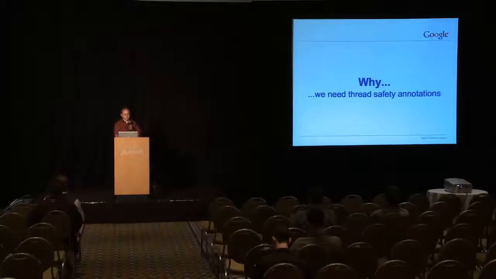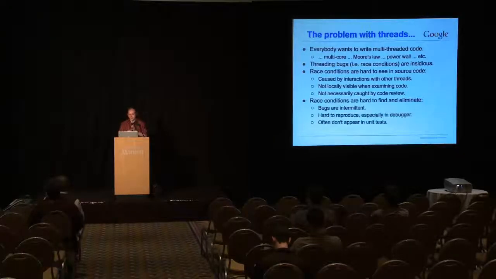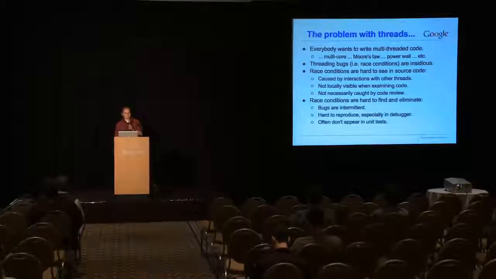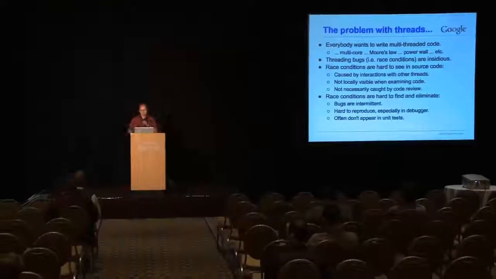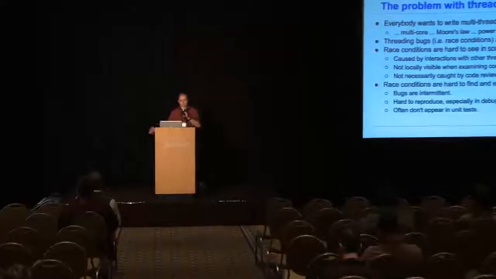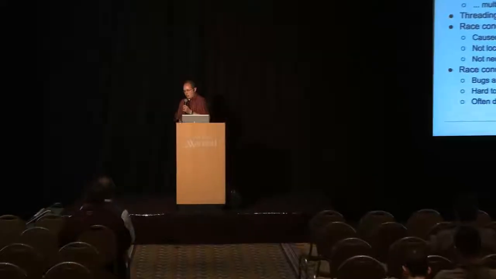So why we need thread safety annotations. Most of you know at least some of this. Everybody wants to write multi-threaded code, for lots of reasons. Multi-threaded code has race conditions that are very insidious errors. They're hard to see in the source code. They don't show up in code review. They're hard to see because the actual bug is caused by an interaction with another thread that is not locally visible when you look at the code.